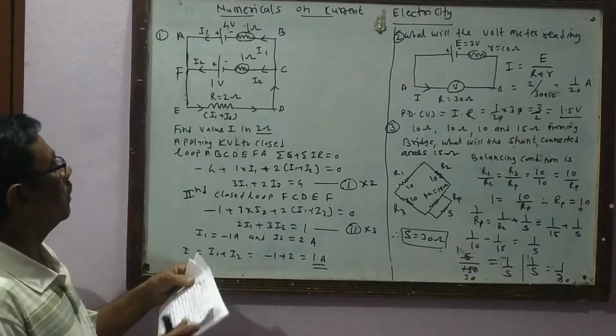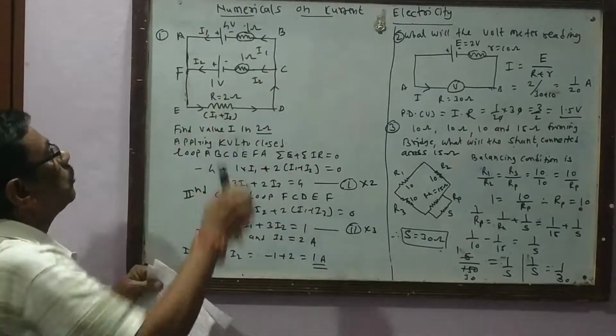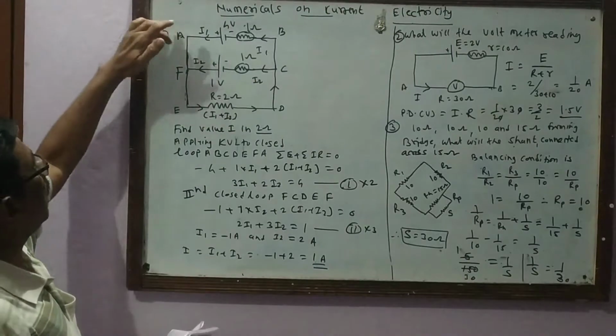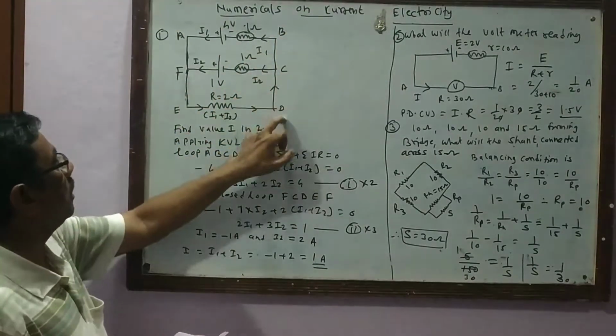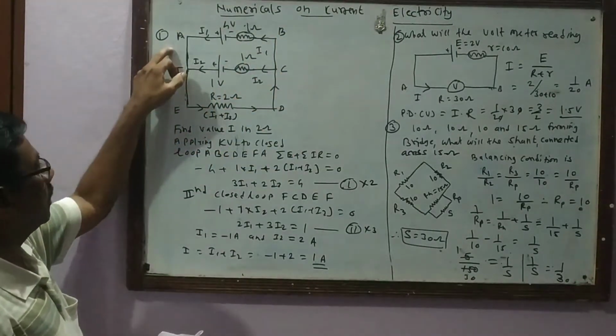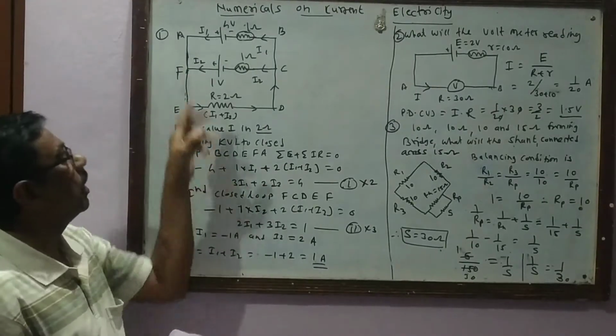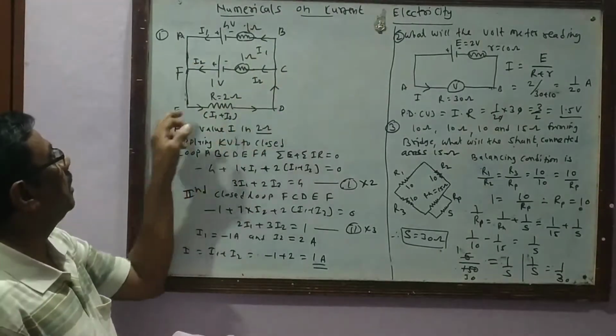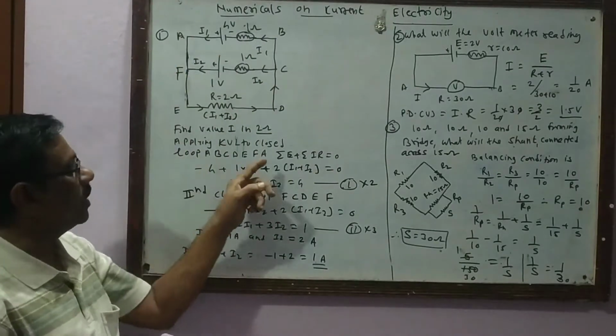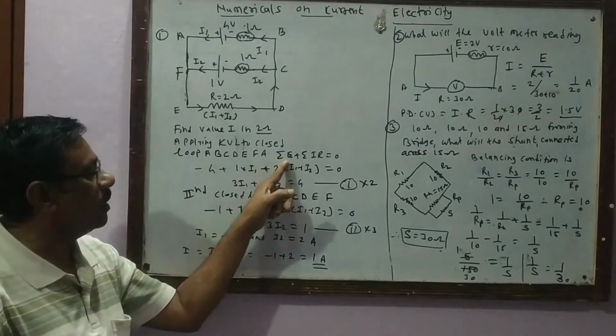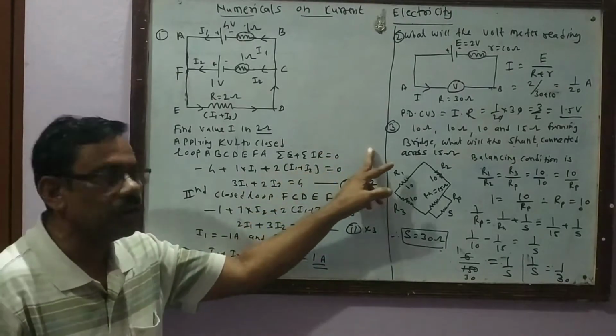Now here there are two loops. Let us consider the loop A, B, C, D, E, F, A. Applying the Kirchhoff voltage law to the closed loop A, B, C, D, E, F, A, that is, the summation of E plus the summation of IR is equal to 0.